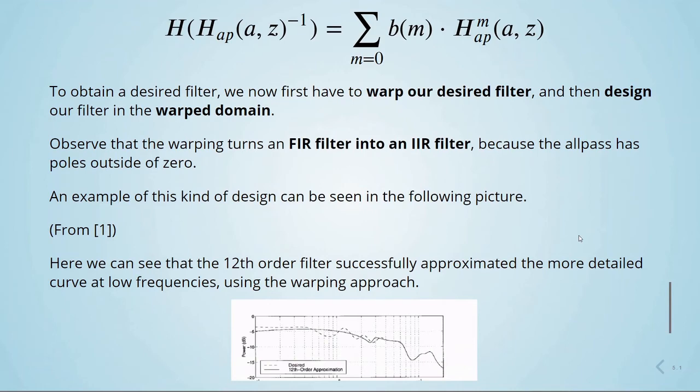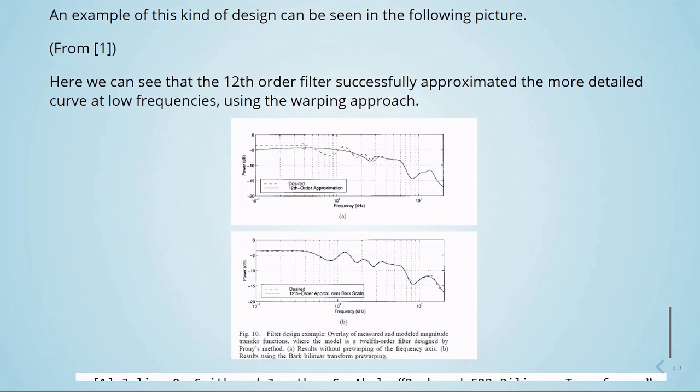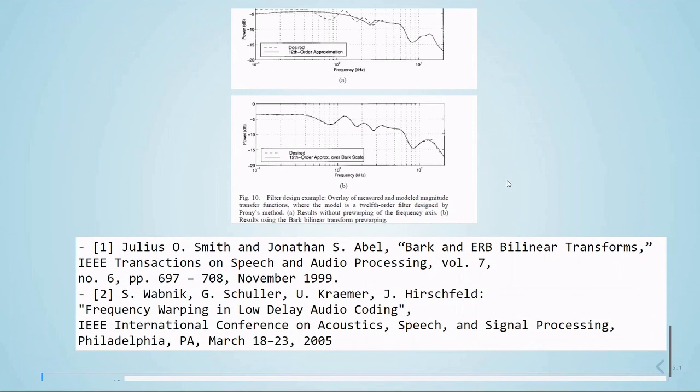An example of this kind of design can be seen here, where we have a 12th order filter approximation. Here we have the desired response, and this is a 12th order approximation. Here is the same desired response, but a 12th order approximation with the warping approach to the Bark scale. You can find more information about this in these two papers.